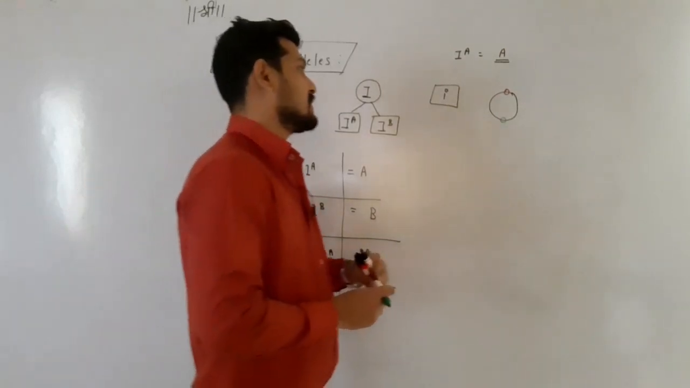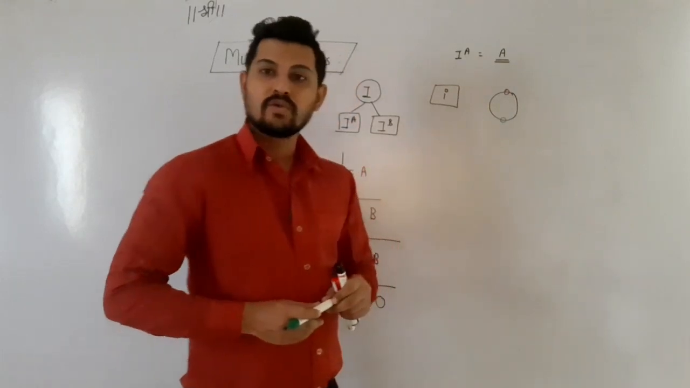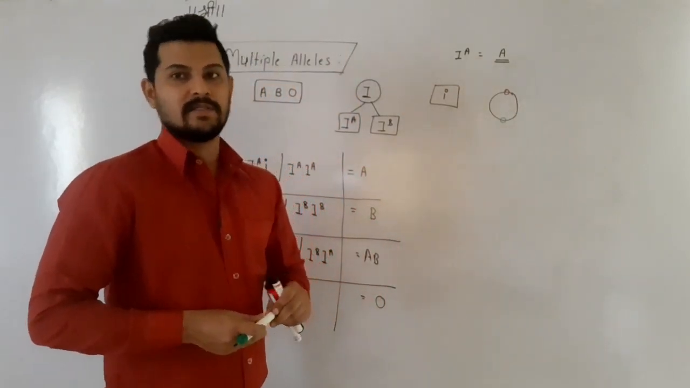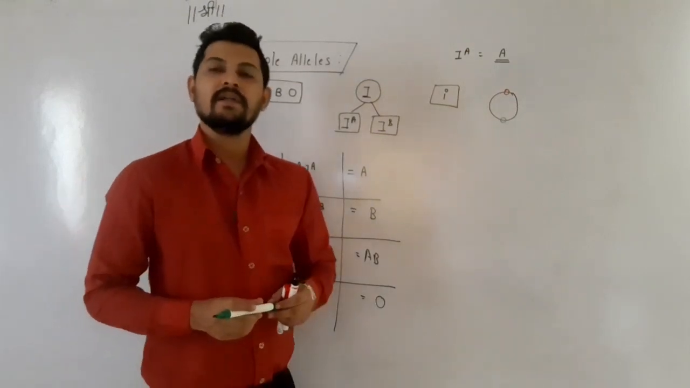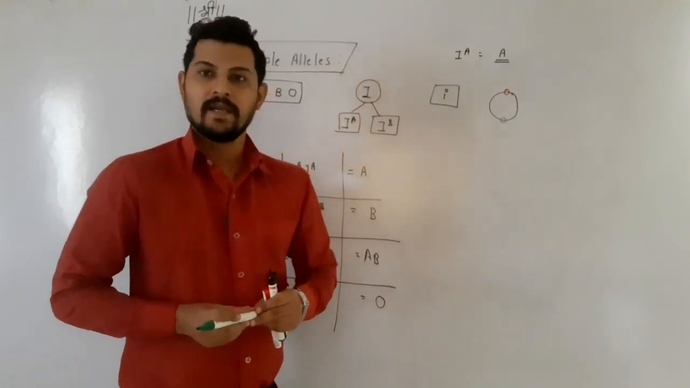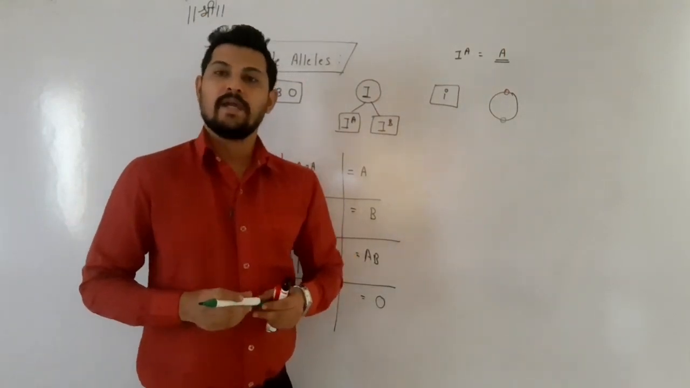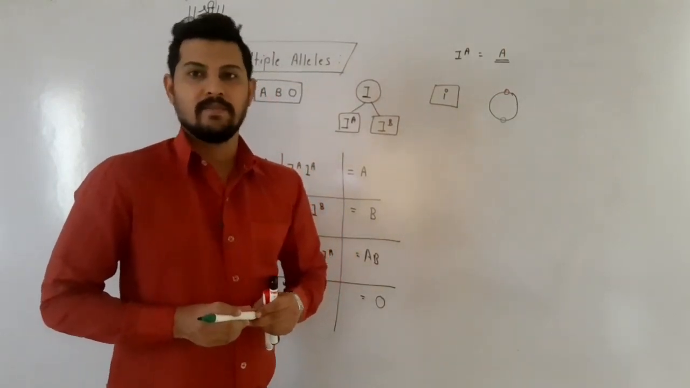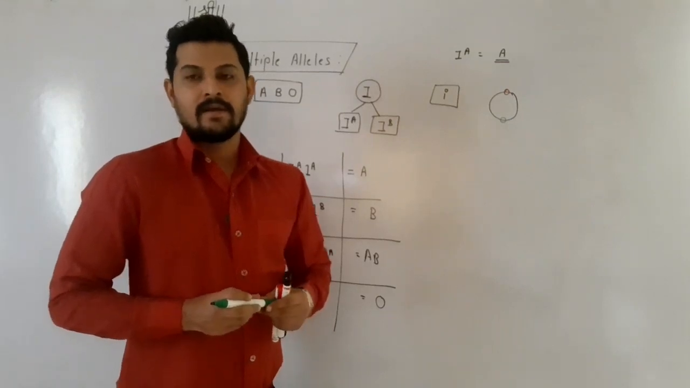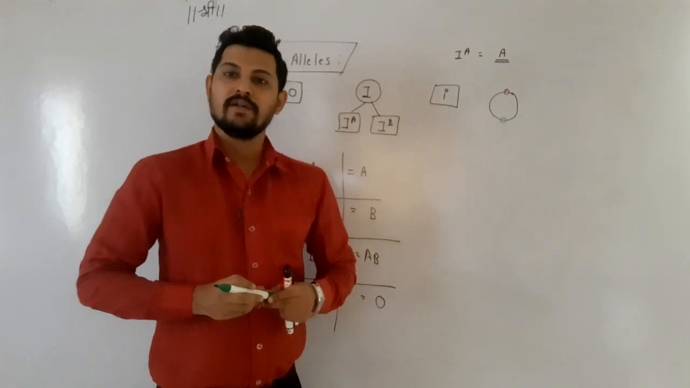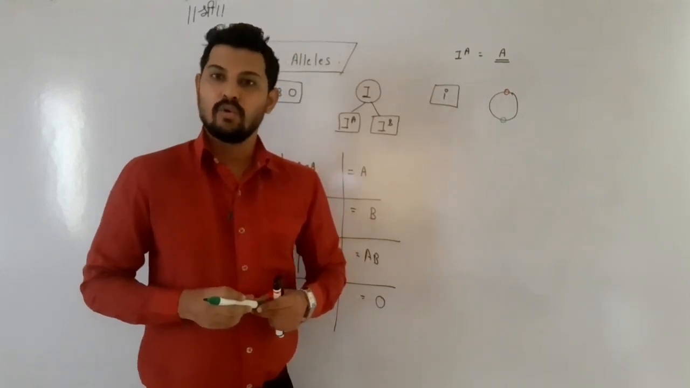These carbohydrates A and B are also considered antigens. So if the A antigen is present, the blood group is A, and if the B antigen is present, the blood group is B, and if both A and B are present, the blood group is AB. Right? And if both A and B antigens are absent, then the blood group is O.